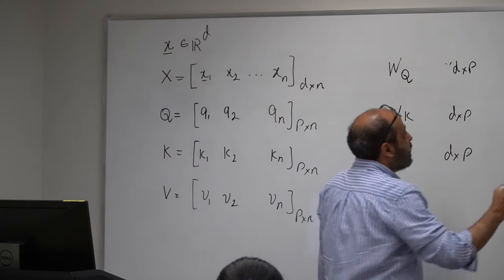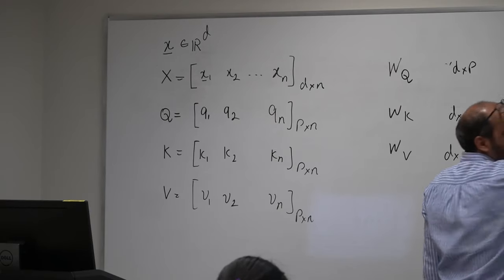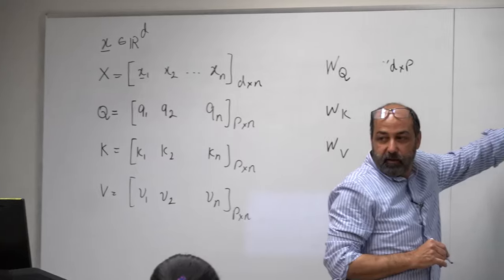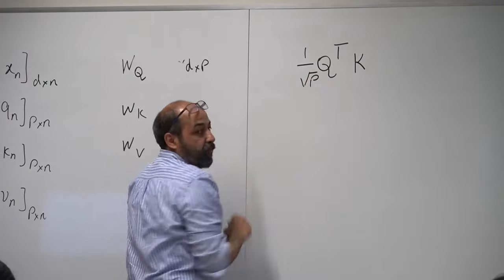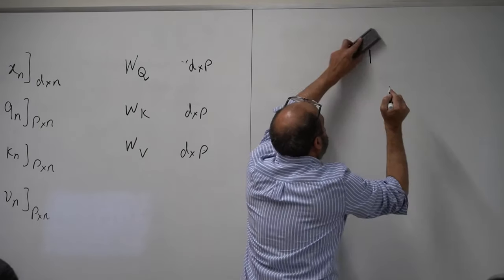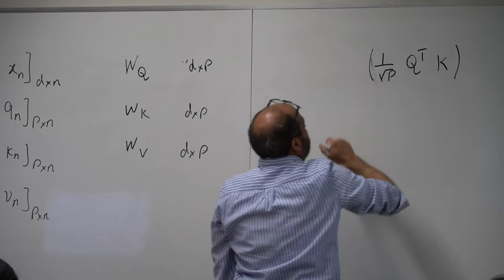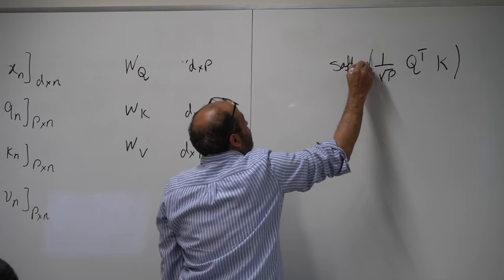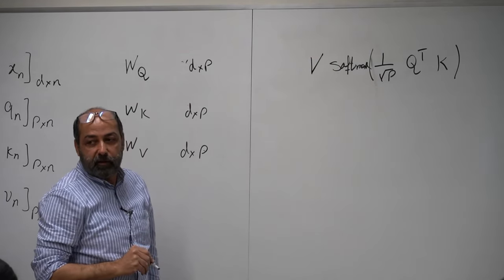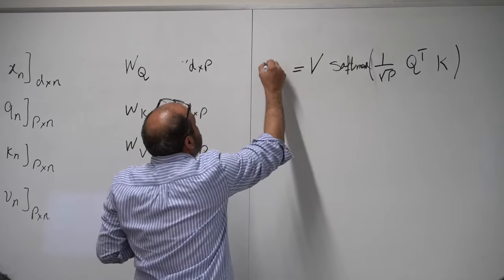Then attention is Q transpose times K, the dot product between queries and keys. And usually you normalize it as well, so one over root P times Q transpose K. Then you take softmax to make them the coefficients, times V. So this is going to be your new V's. This is your old V. This is going to be your new V. Let me call it Z.